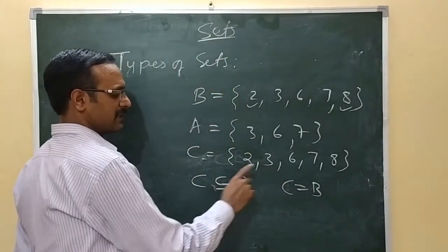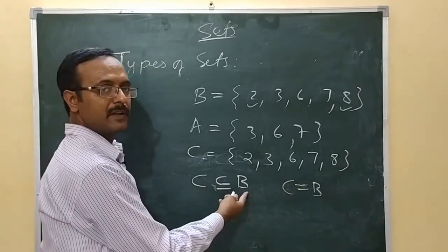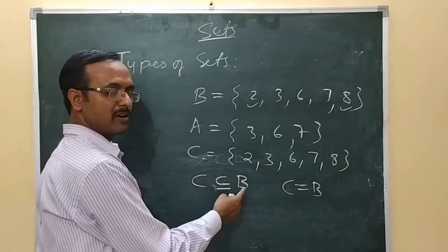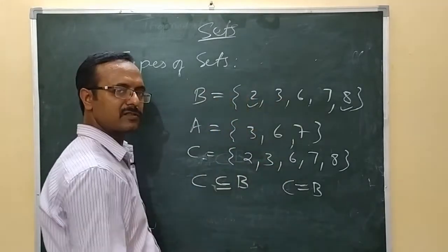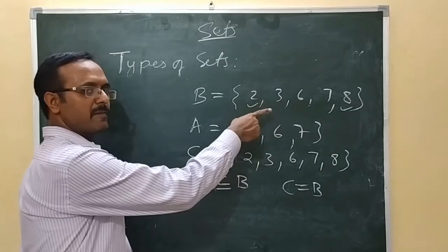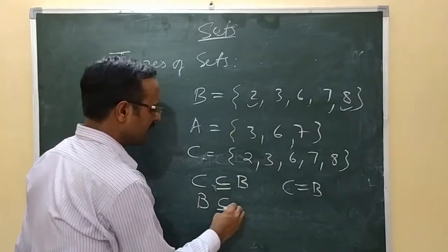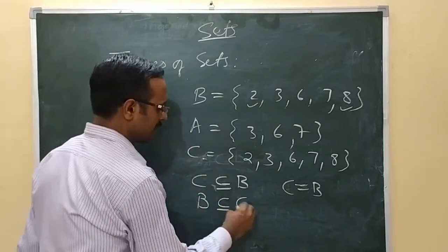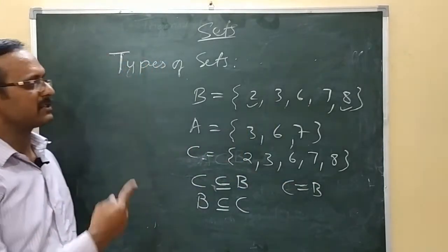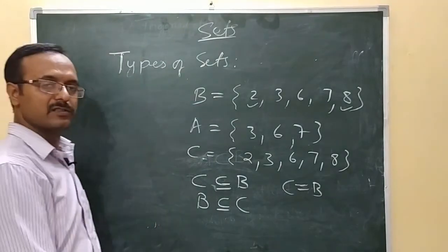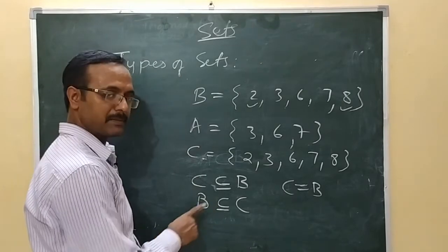Now here C is equal to B, but C will be called also a subset of B. C can also be called a subset of B because all the elements of C are present in B also. So C can be formed from B. Similarly, B is also a subset of C because B can also be obtained from C. All the elements of B are present in C also. So you can say that each is a subset of the other.